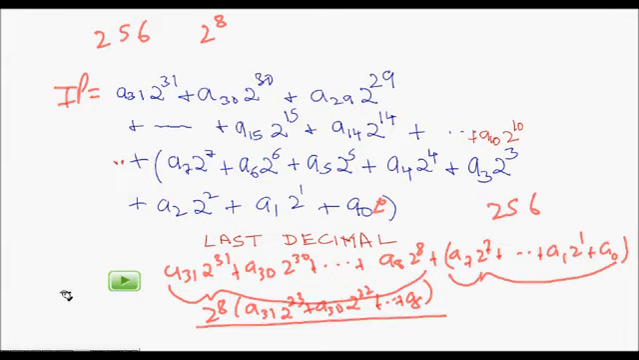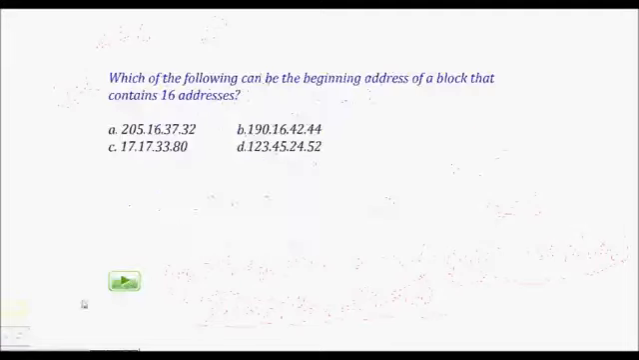Can it be a block size number? Let's see a few questions to understand the concept. Which of the following can be the beginning address of a block that contains 16 addresses? If you have 16 addresses in the block, the beginning address should be divisible by 16. So this question now becomes very simple with the previous idea.